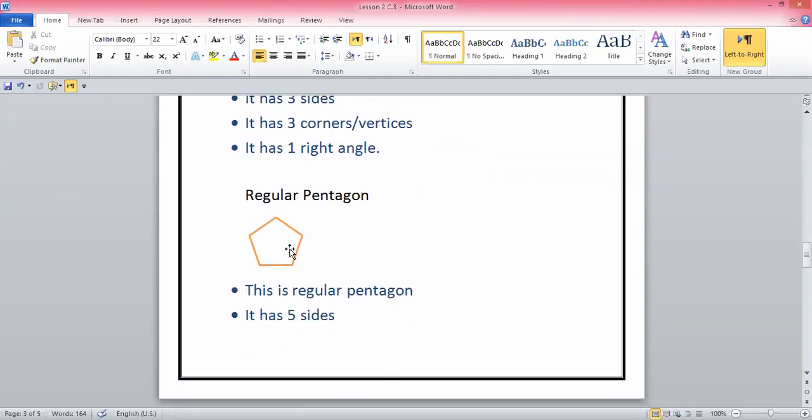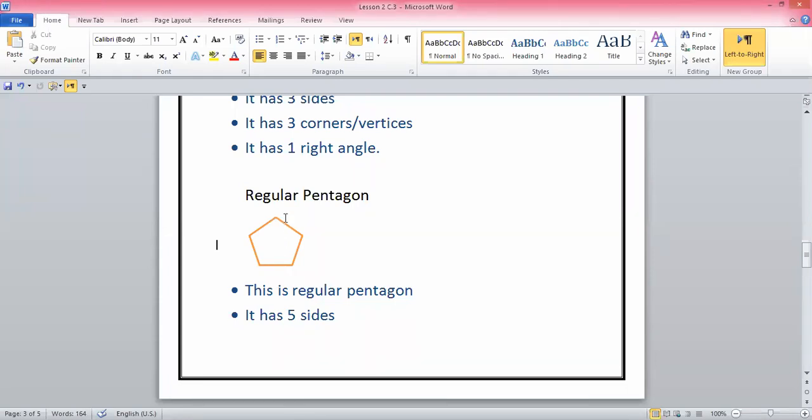Then coming to the pentagon, regular pentagon. I will tell you about the difference between regular and irregular. When you have all sides equal in length, you use regular. When all sides are not equal in length, then you use irregular. Look at this pentagon. It seems that all sides are equal in length. So this is the regular pentagon.